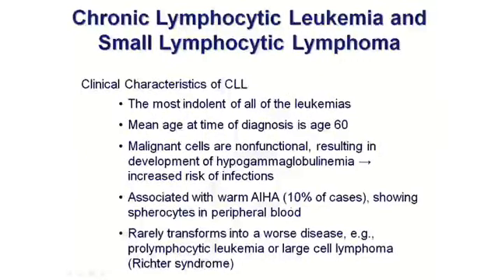Now, you see here it says CLL is the most indolent of all of the leukemias, which means it's very slow growing. Because it grows slowly, the person may be asymptomatic. However, the problem with slow growing lymphomas or leukemias is that they're hard to treat. So they can hang around for years and years and years. The mean age is around 60, so it's going to be an older patient.